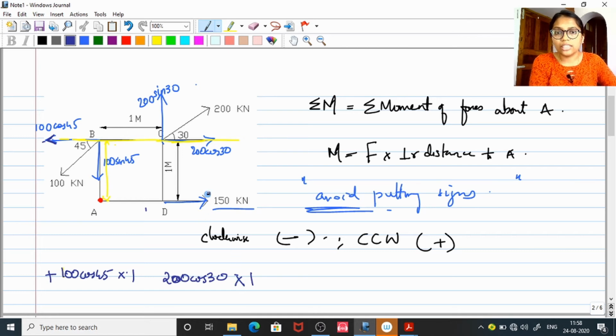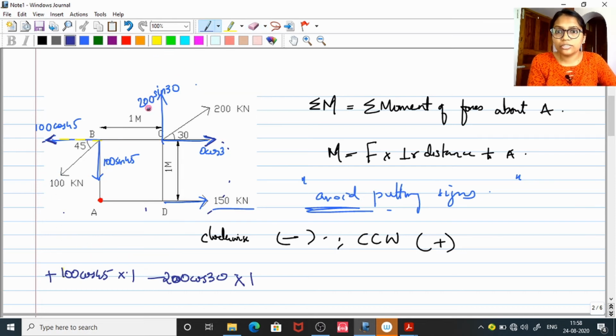Now what about the sign convention? Here you can see this arrow can cover the point A in a clockwise direction. So we should put a negative sign here. Okay, so let us move on to the next force.